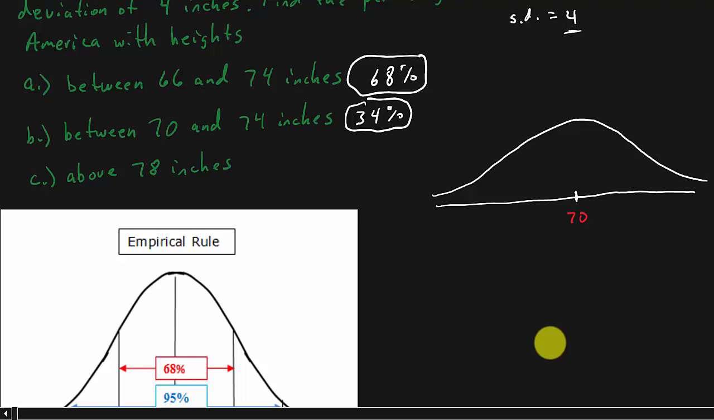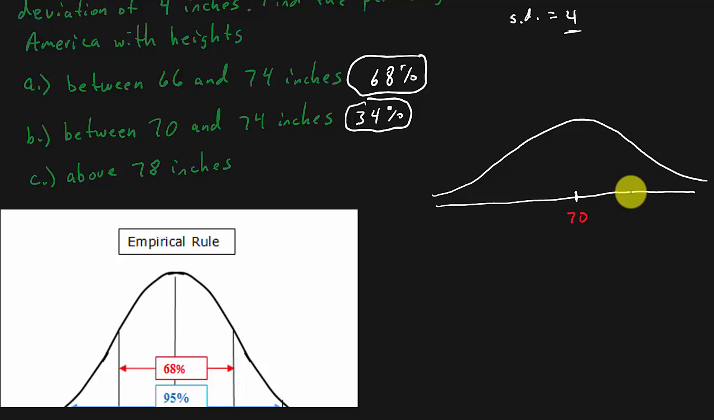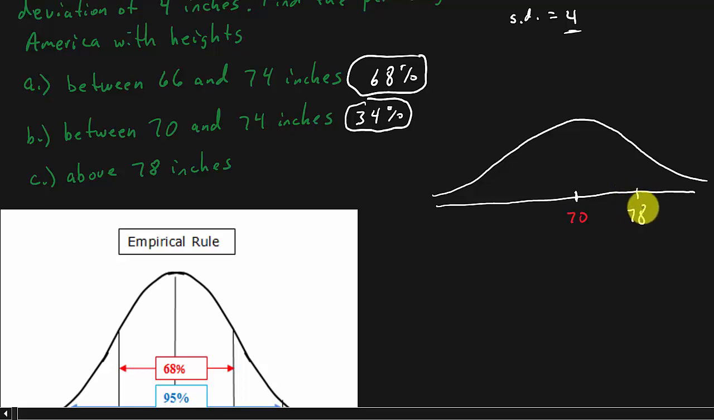Okay, so this is 70, and so we want to know, it's asking us above 78 inches, so they're wanting this part. You see that?